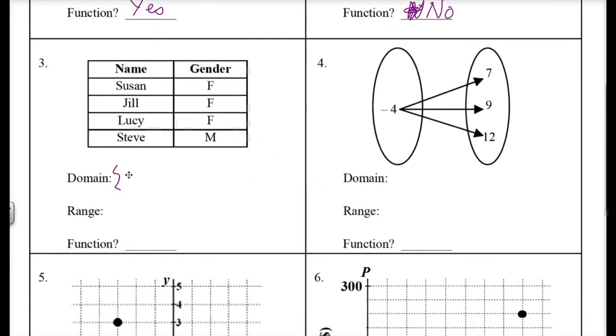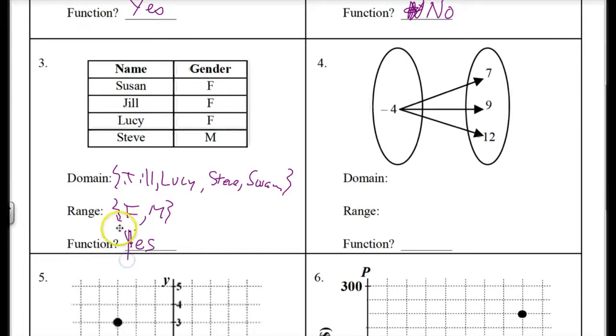Domain, list the names. I don't know if I'd bother with that, but I'm going to. Jill, Lucy, Steve, Susan. Range. Now wait, if I want to do alphabetical order: female, male. Is it a function? Yeah, because no individual is repeated.